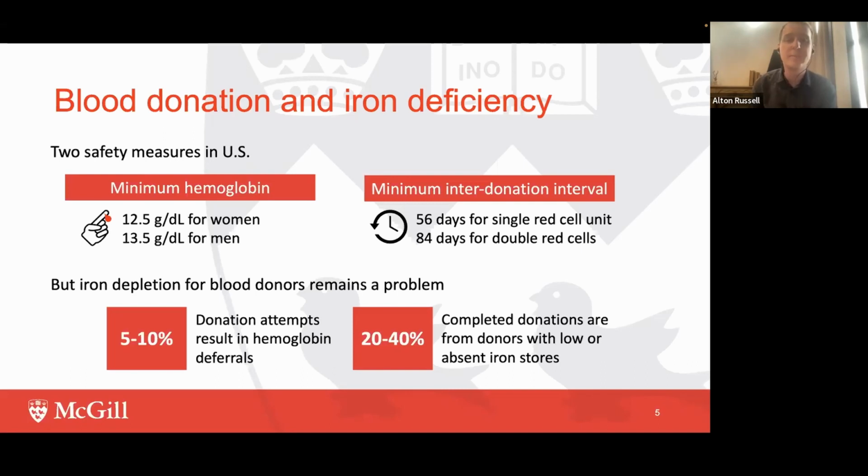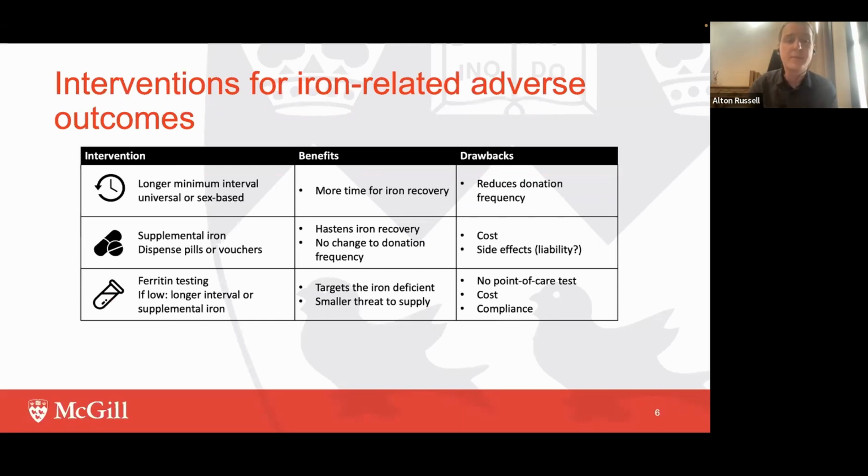And donors who are deferred for low hemoglobin are less likely to come back in the future than someone who completes a donation. But despite the hemoglobin test, because hemoglobin is an imprecise and lagging proxy for your true iron stores, a fair number of our repeat donors have low or absent underlying iron stores despite having sufficient hemoglobin. And there are a few additional interventions people have been looking at. We can lengthen the minimum interval, either uniform or sex-based like Canada has, which allows more time for iron recovery, but it can reduce donation frequency so we don't get as much blood.